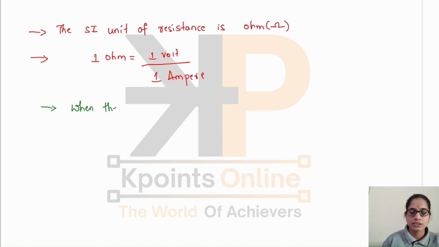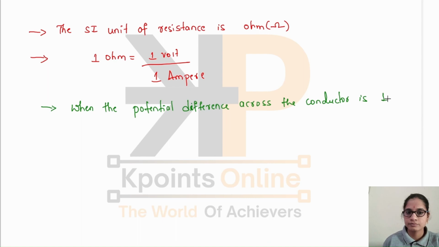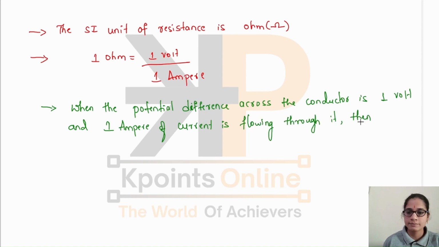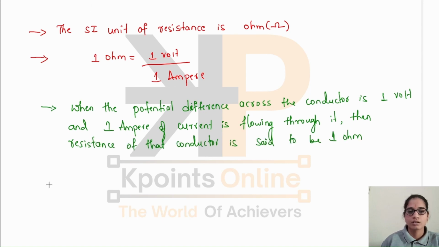So we define 1 ohm as follows: when the potential difference across the conductor is 1 volt and 1 ampere of current is flowing through it, then the resistance of that conductor is said to be 1 ohm. And we have learnt that R is inversely proportional to I. More the resistance, less is the current. Less the resistance, more is the current.